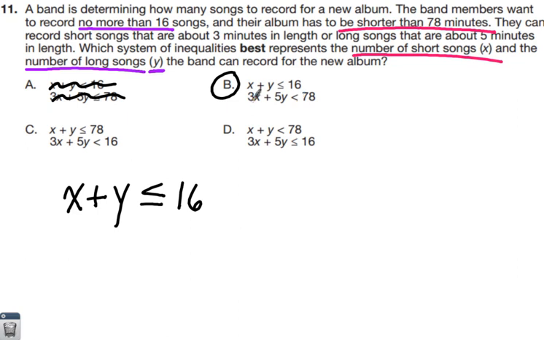And it makes sense because 3 is approximately how long each short song is, and 5 is how long each long song is. So it makes sense to have 3 times x, because x is the number of short songs, so we multiply 3 and x together naturally. 5 times y, and again, B.